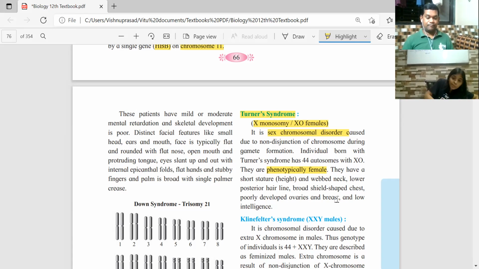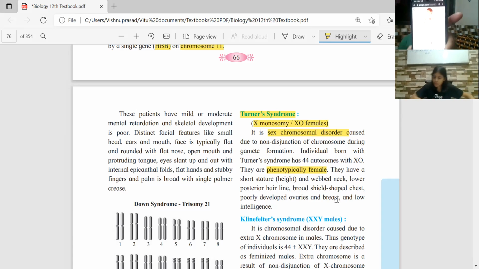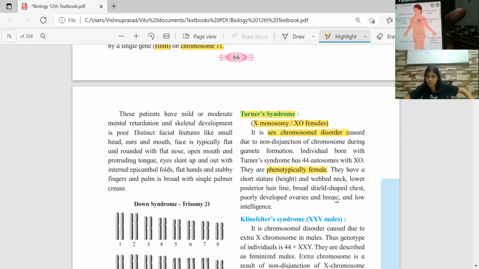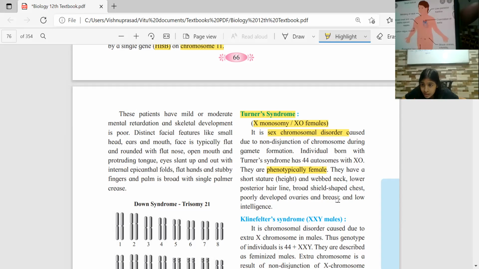See this. This is how it is. What is changed? All these symptoms which you can see: the ovaries are not properly developed. See the hairline, how it is. And they are always females.